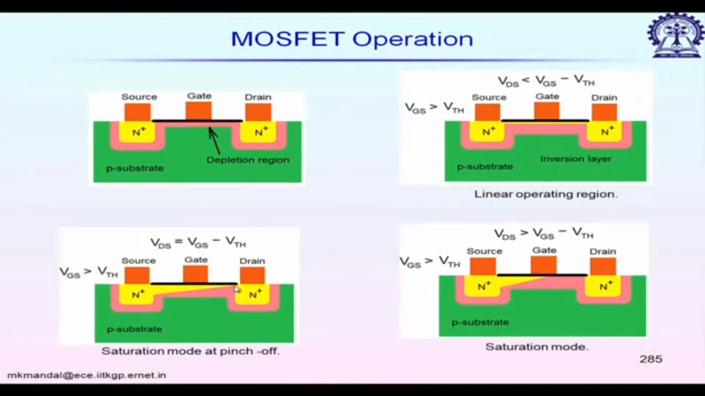So, we have this pinch-off condition. Once this pinch-off condition is achieved, when VDS is equal to VGS minus VTH, this device behaves like a current source. After that, if we keep on increasing the drain to source voltage, the device current ID becomes almost constant.